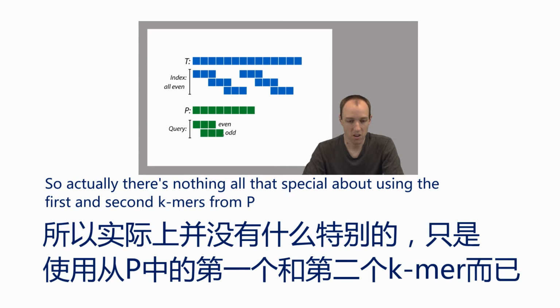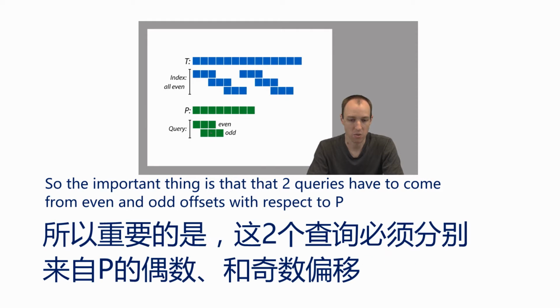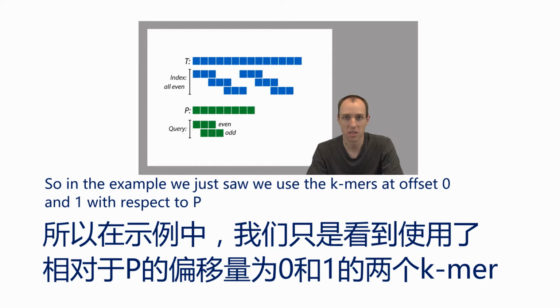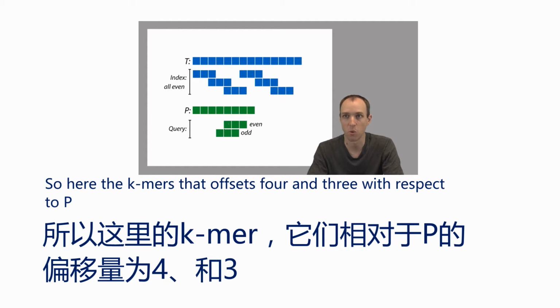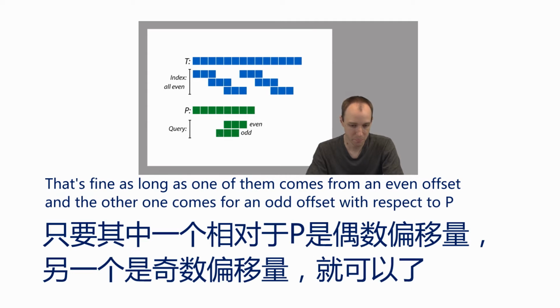There's nothing all that special about using the first and second k-mers from P. The important thing is that the 2 queries have to come from even and odd offsets with respect to P. In the example we just saw, we used the k-mers at offsets 0 and 1 with respect to P. But in another scenario, we might have used different k-mers. Here are the k-mers at offsets 4 and 3 with respect to P. That's fine, as long as one of them comes from an even offset and the other one comes from an odd offset with respect to P.